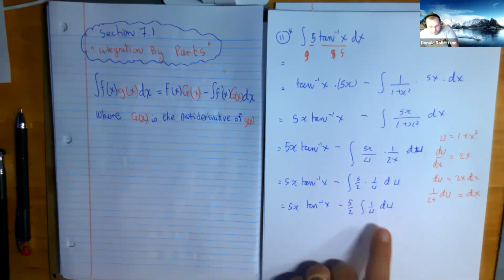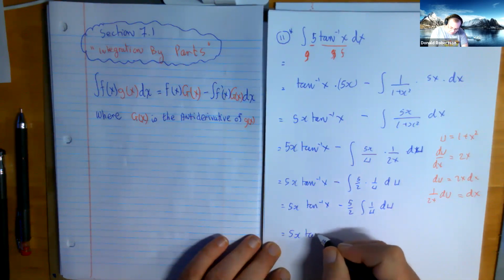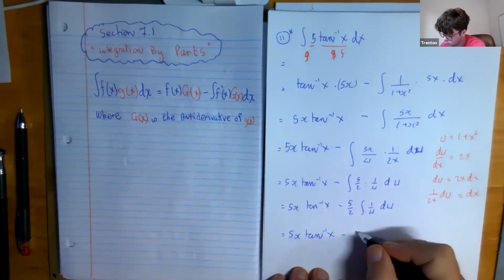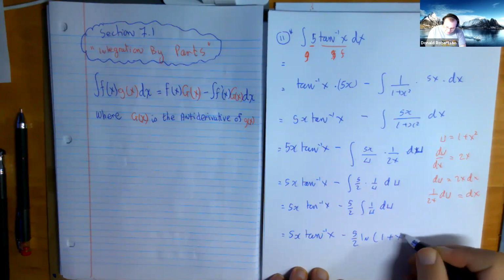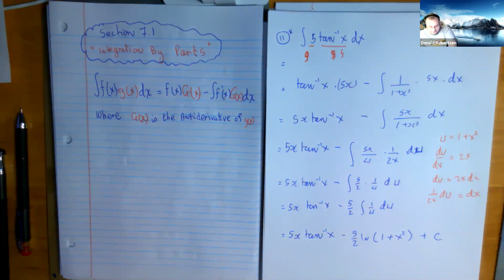What is the integral of 1 over u? ln u. And instead of writing ln u, can I just turn it back into that guy and call it good? Are we cool with this question?